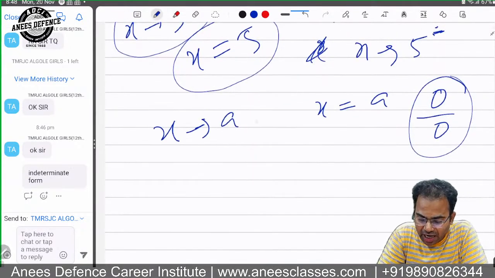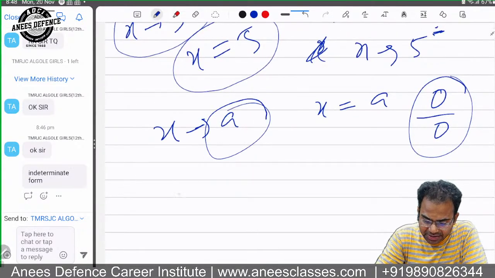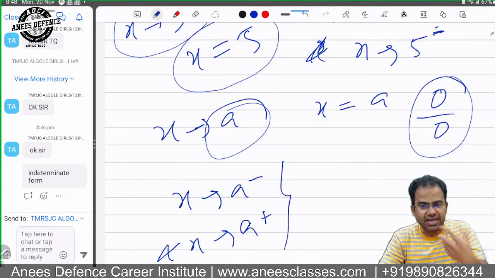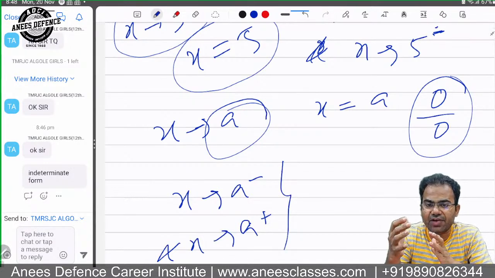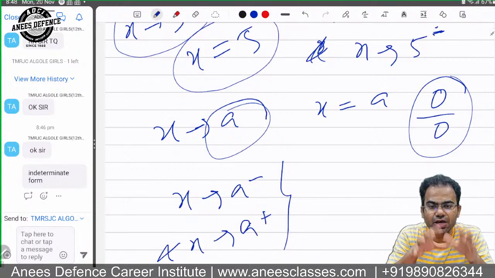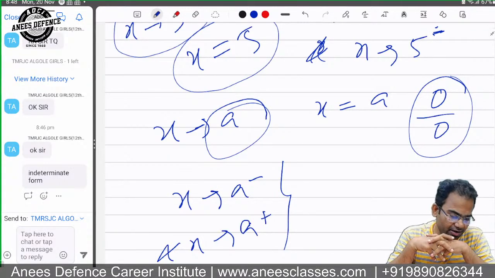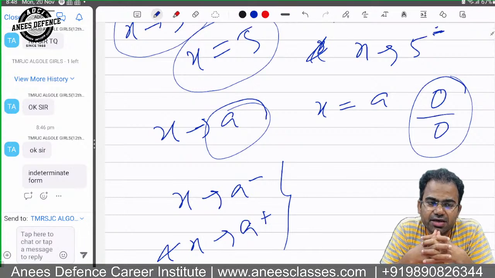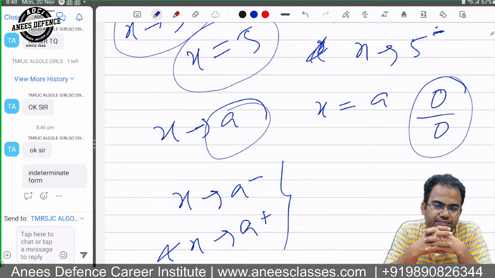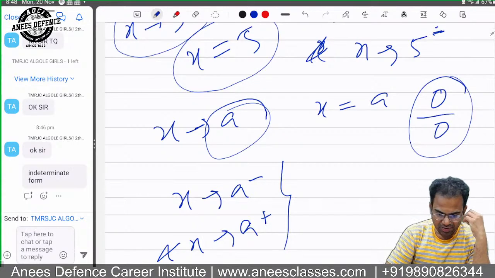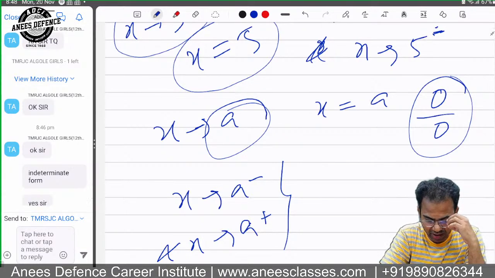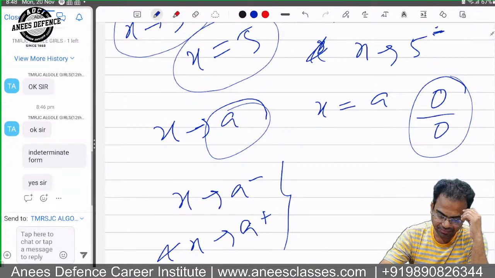So I will find the value around A. Around A, that means at x tends to A minus and at x tends to A plus. If the limit exists, that means to the left and to the right, both limits are equal. So I will find the limit's value directly by the limit finding process. Okay, right? Have you understood this, everyone? Anyone asking for? Yes, very good.